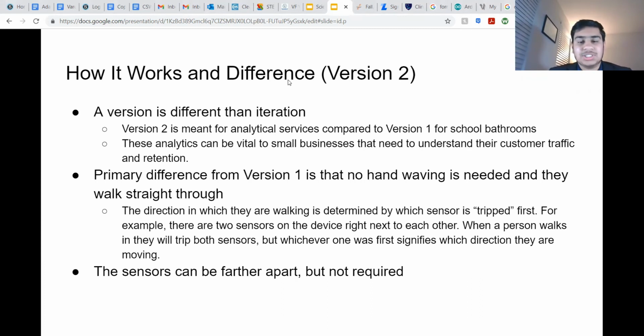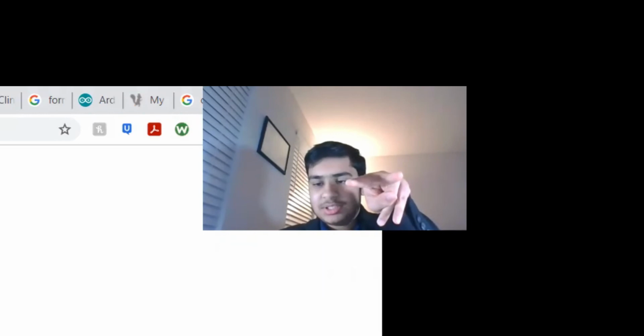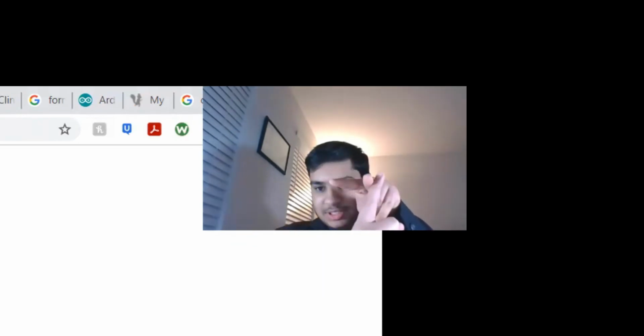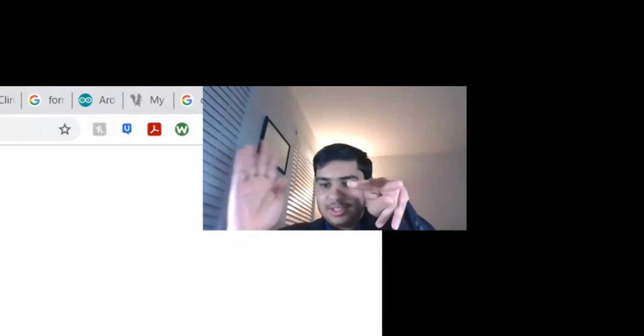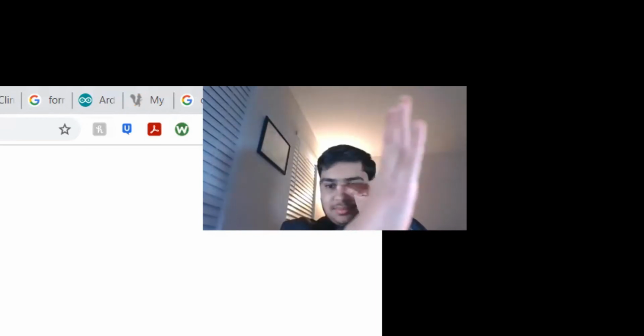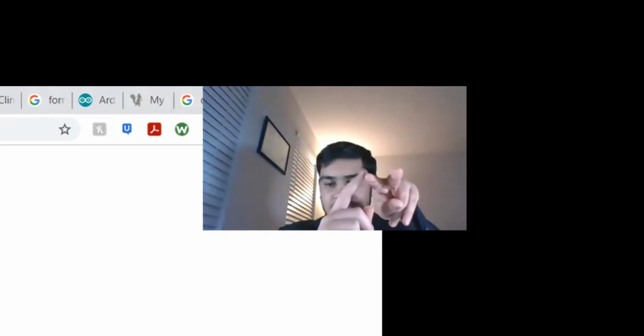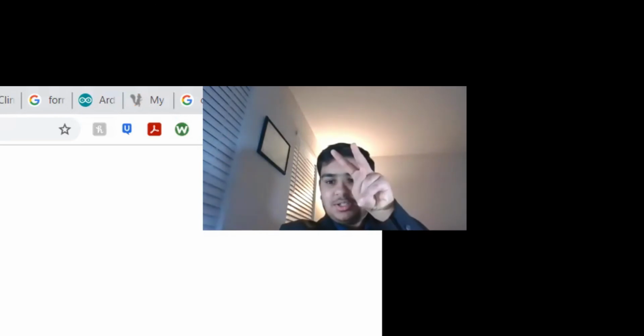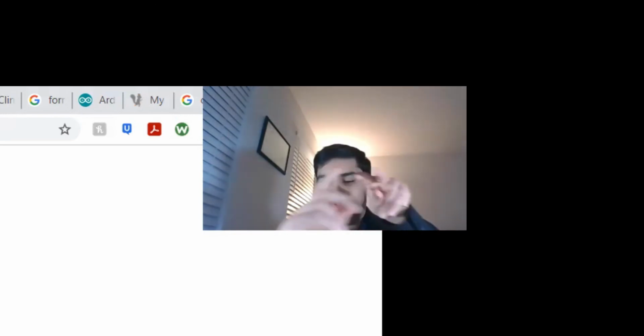So let's talk about the difference for version 2. Version 2 is essentially the same as version 1, except it's seamless. The person just walks straight through. And this is better for places where people need to know where they're waving their hand. It works like this. There are 2 sensors. This is sensor 1, and think of this as sensor 2. And this is a human. So the human walks in. This sensor is tripped first, so it means they're going in that direction. The other way, this sensor was tripped first.